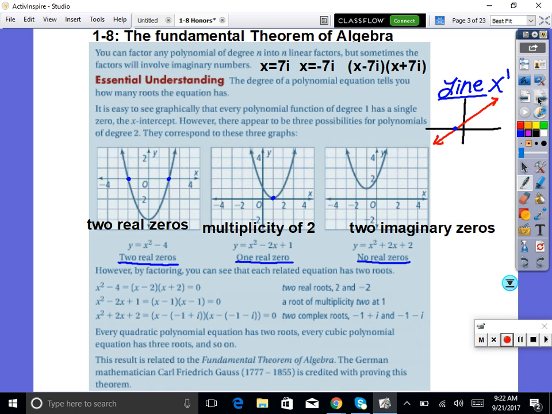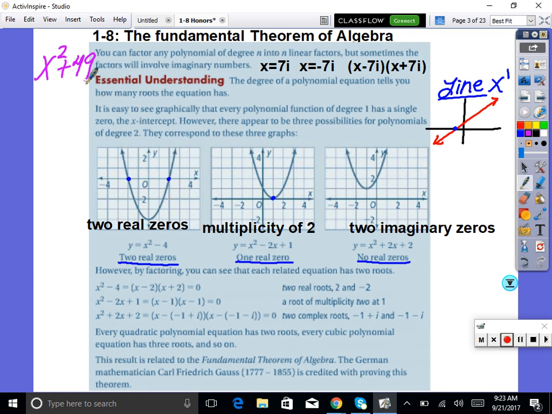So first of all, let's talk about something. If we wanted to be technical, you can factor any polynomial of degree n into n linear factors. But sometimes those linear factors will have imaginary numbers. So for example, if I said to you in the future, factor x squared plus 49, you would say it doesn't factor, okay? It doesn't factor, technically. But if I said to you, I absolutely want you to write that as linear factors, well, yeah, then we could. It just doesn't factor nicely.